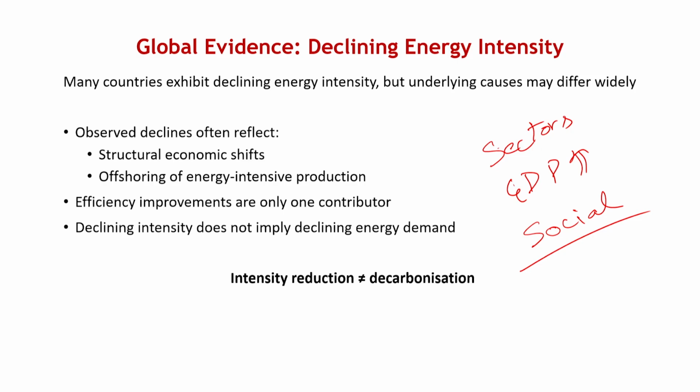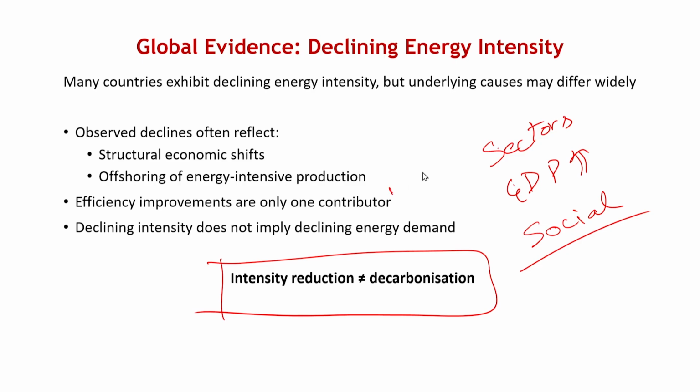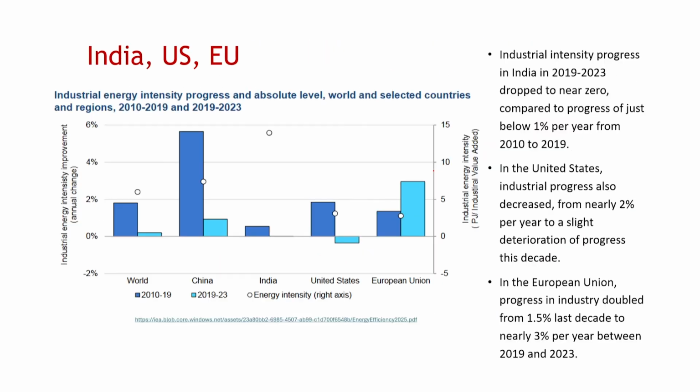And overall, I have already talked about this earlier, but just to reiterate, intensity reduction does not mean decarbonization. It does not mean energy efficiency has improved, and it doesn't mean that decarbonization is happening. Efficiency is only one contributor, and you need to be careful when you are talking about that as a parameter overall. Let us look at India as a number.